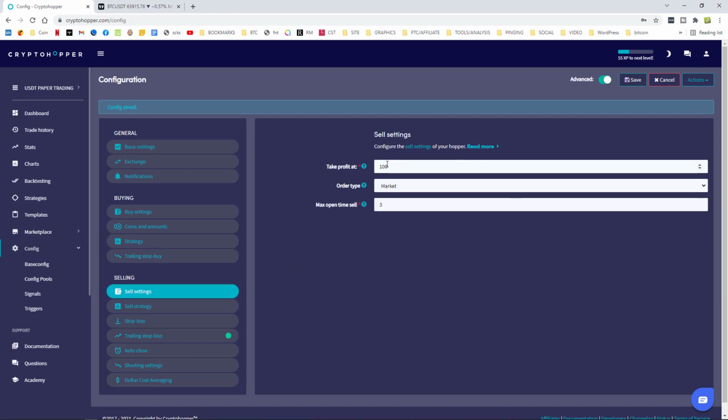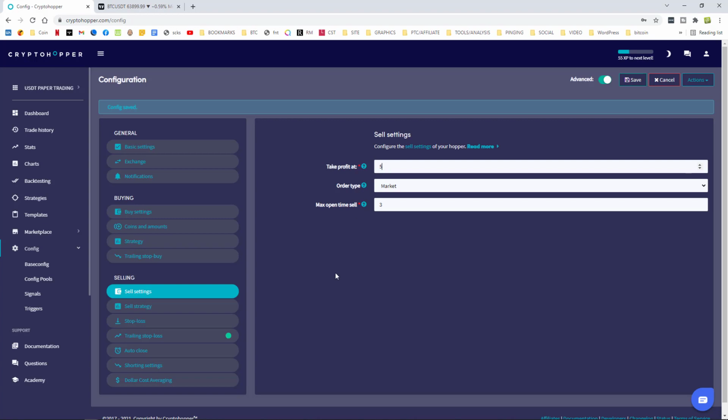Sell settings, take profit. I'm going to put in 1,000 there, market, and 3. Why have I put 1,000? Well, the trailing stop loss could take us theoretically 10x, 20x, 100x on some coins. I don't think that's going to happen with Bitcoin or Binance Coin or Ethereum, but theoretically, if some of these small cap coins can go to the moon.